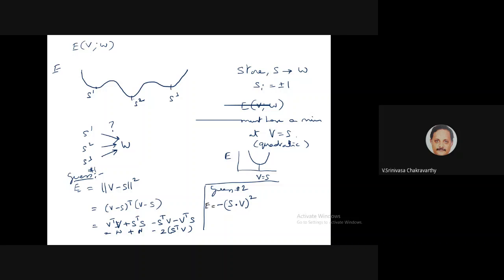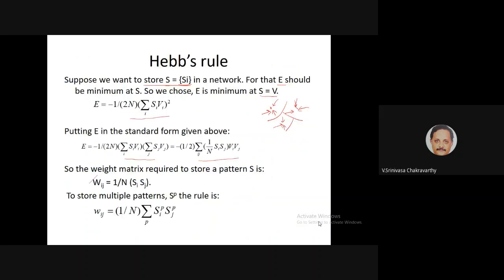So that is good, and this we can also write as S transpose V times S transpose V, or we can also write it as minus of V transpose S times S transpose V. So this can be written as minus of V transpose S S transpose times V. Okay, so if you look at this last expression, it's an identical form as our energy function. So let us see how that works out.